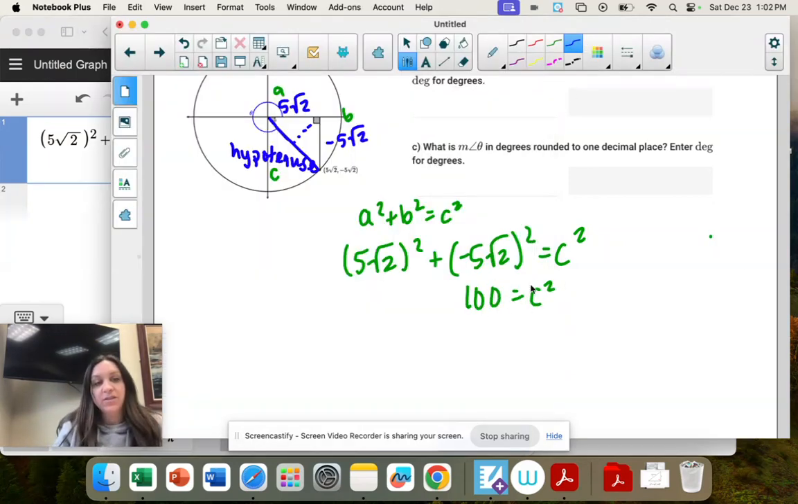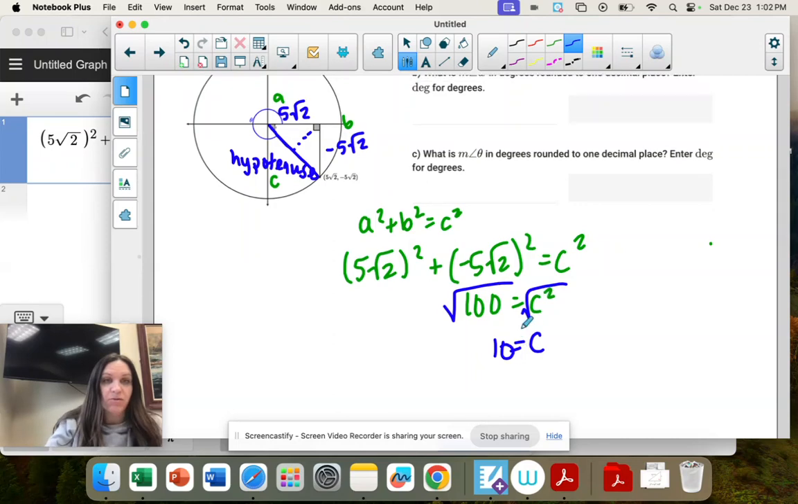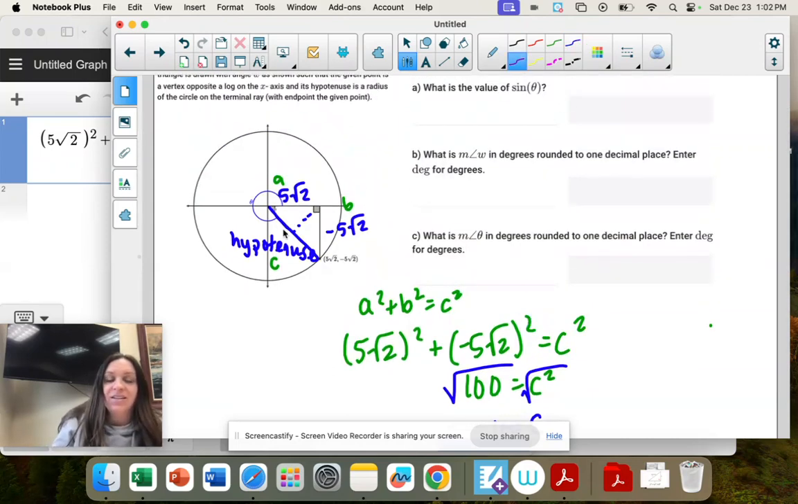But the answer's not 100 because that's c squared, and we just want c. So the square root of 100 is 10. So this side length is 10.